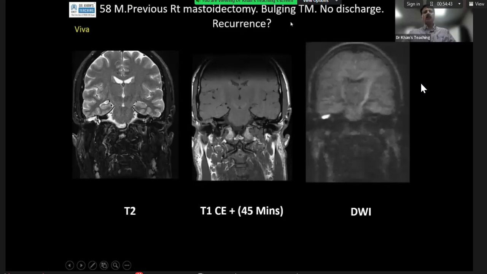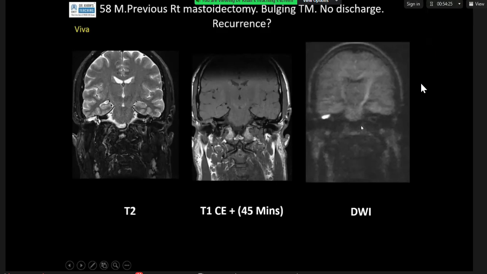That is the question. And we have done various sequences. I will tell you why they were done. This is a T2 weighted sequence. This is a T1 post contrast, which has been delayed post contrast, a 45-minute delay. And this is a DWI. So candidate 3, what is your conclusion?